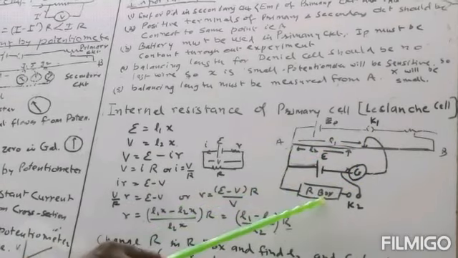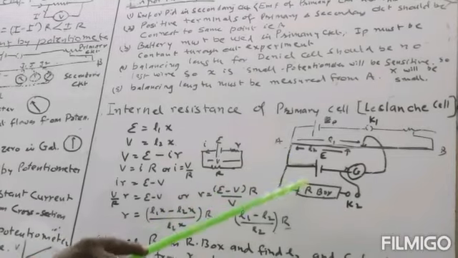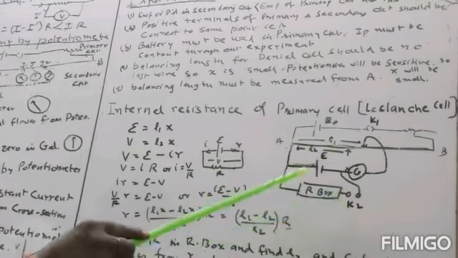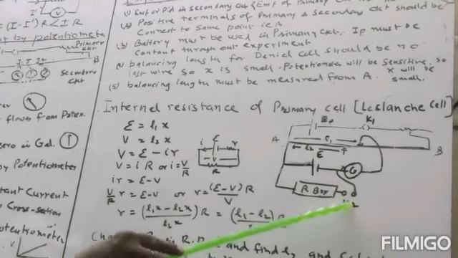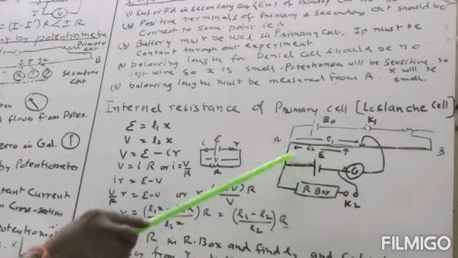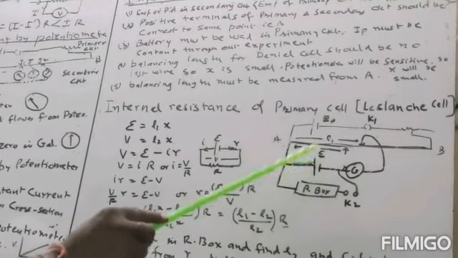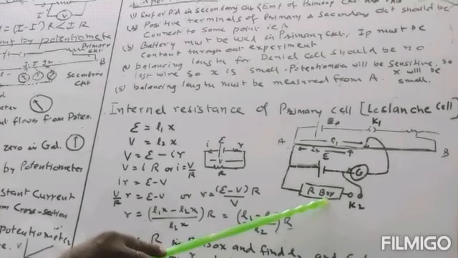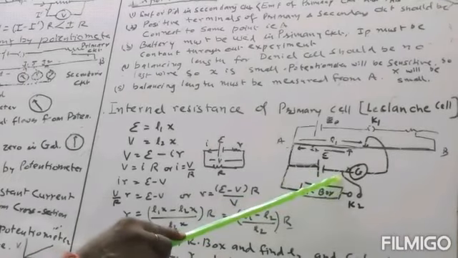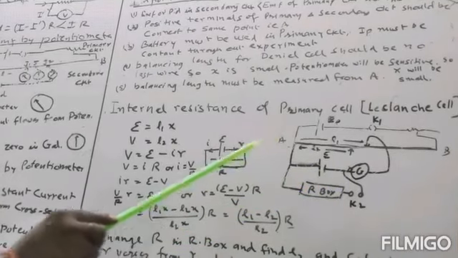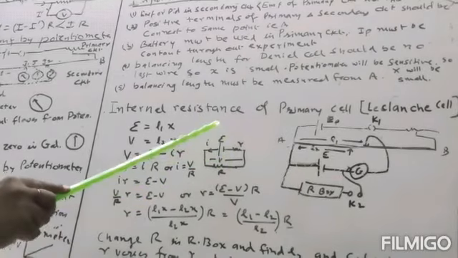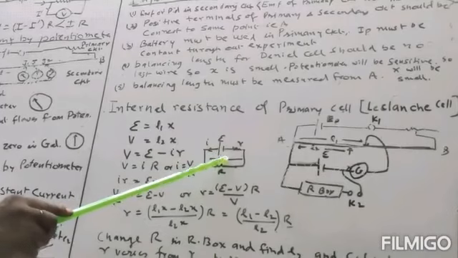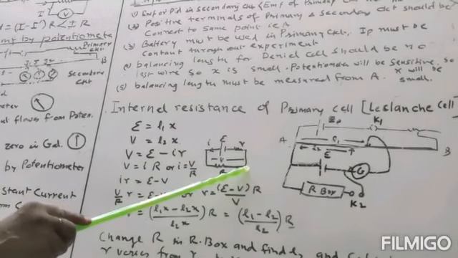Here a resistance box is connected in parallel to the cell with a key. So when the key is open, then the EMF of the cell will be balanced by the balancing length. When it is closed, then current will flow here. Then the potential difference here, which was earlier E, will not be E, but it will be the terminal voltage.